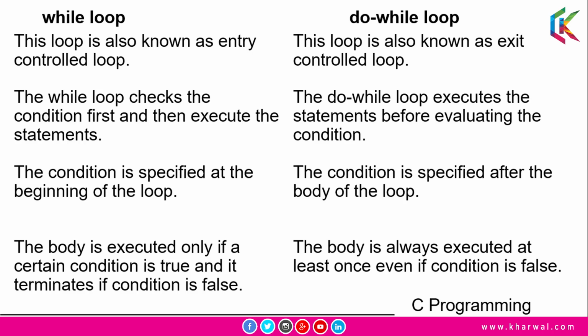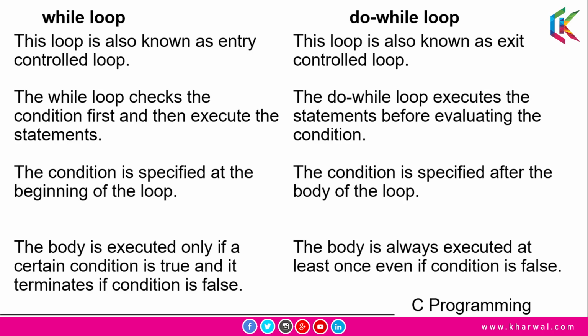In while loop, the condition is specified at the beginning of the loop, whereas in do while loop, the condition is specified after the body of the loop. In while loop, the body is executed only if a certain condition is true and it terminates if condition is false. But in do while loop, the body is always executed at least once, even if condition is false.